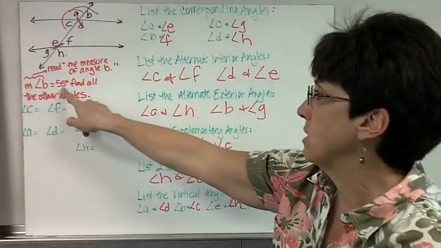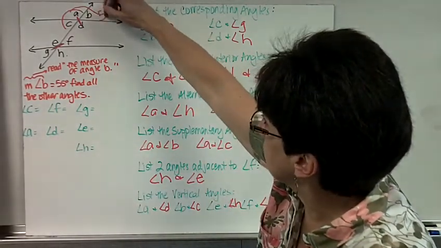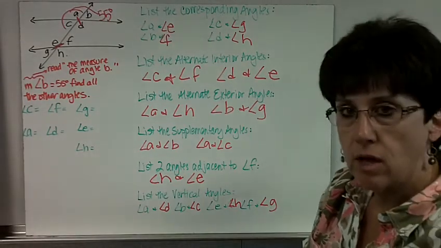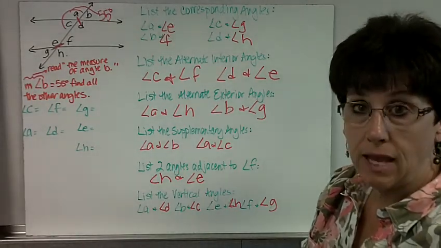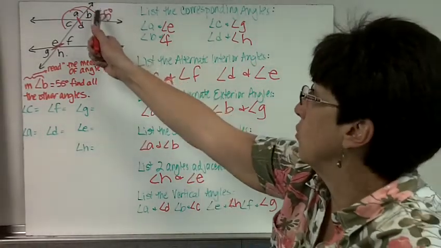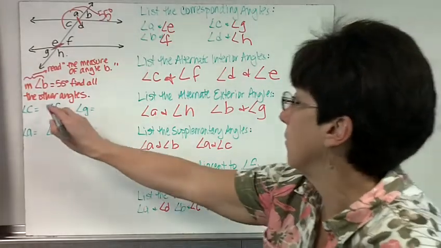Okay, last but not least, this M angle B is read the measure of angle B. The measure of angle B is 55 degrees. So that means this is 55 degrees. Find all the other angles. I always find the angles that are the same as that angle first because it's the easiest thing to do. So I know if B is 55 that C will be 55 because they're vertical.